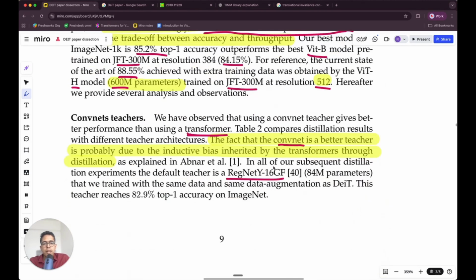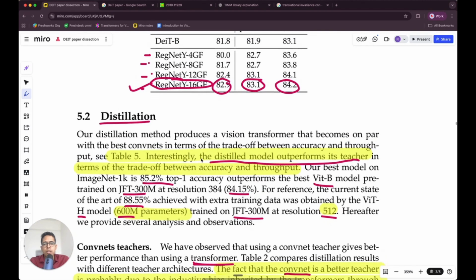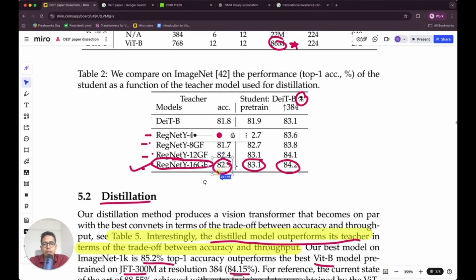So the biggest teacher we are using, and that has 84 million parameters that we trained with the same data and same data augmentation as DEIT. So what these guys are doing is, they don't have a pre-trained teacher of this architecture available on the internet, so they just simply train it on the same data set. So they assume that they have a teacher available. This teacher reaches 82.9% accuracy on ImageNet. So where is that given? Here. So this is the accuracy of this particular model.